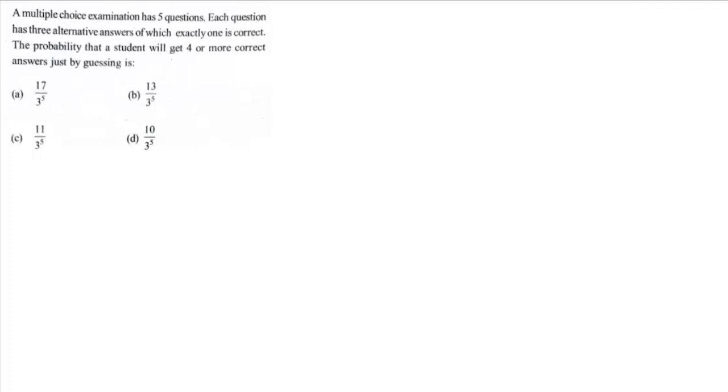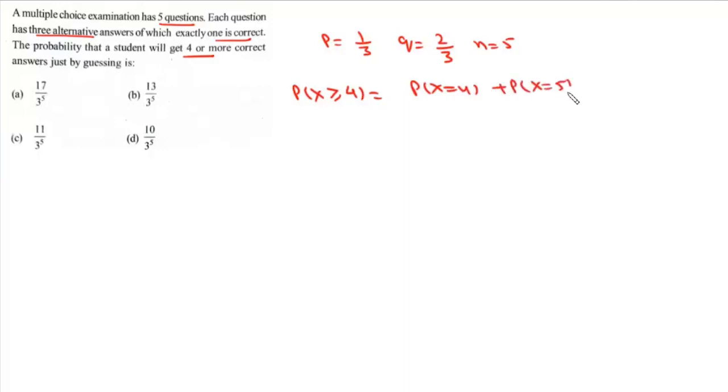Now the question is, a multiple choice examination has 5 questions. Each question has 3 alternatives, out of which exactly 1 is correct. So probability of success is 1 by 3. Probability of failure is 2 by 3. And altogether we have 5 such questions. So basically it's a question of binomial probability. Now we need to find the probability that the student will get 4 or more correct answers. So we need to find the probability of x greater than or equal to 4. Now it will be the probability of x equal to 4 plus the probability of x equals 5.